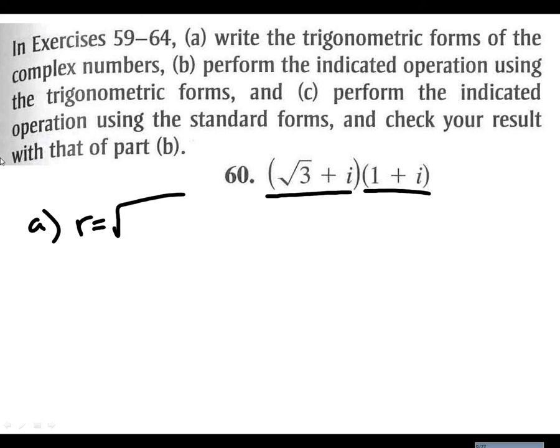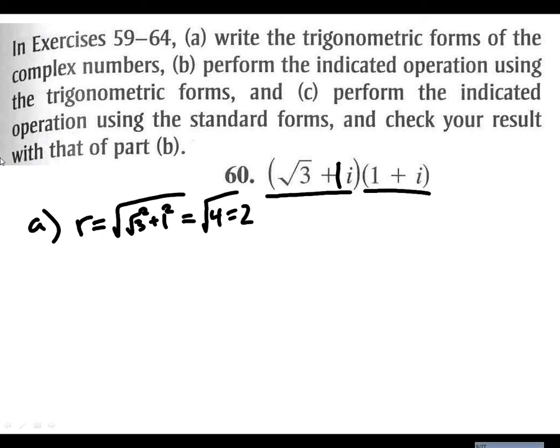We've got the square root of root 3 squared plus 1 squared. Remember, there's just one i here. So that's 3 plus 1, which is the square root of 4, which is 2.